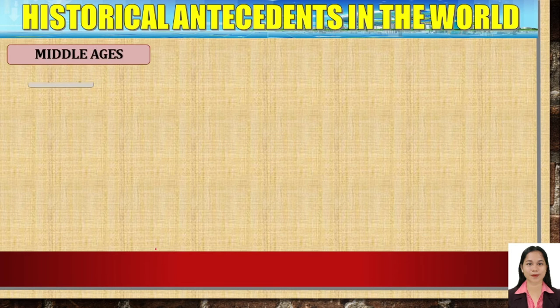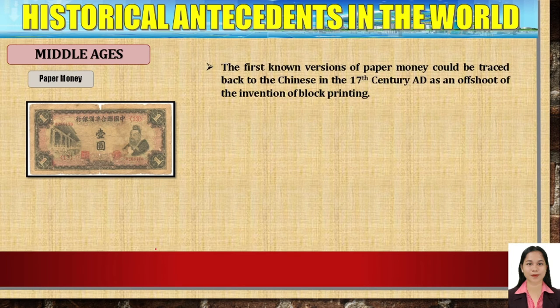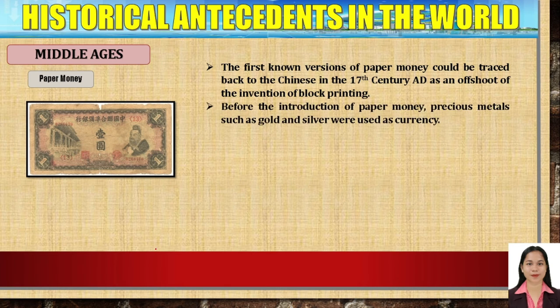Okay. So the next one is the paper money. So the paper money, the first known version of the paper money could be traced back to the Chinese in the 17th century AD as an offshoot of the invention of block printing, which is also similar to stamping. So before the introduction of that paper money, precious metals such as gold and silver were used as a currency. So nung hindi pa nai-invent itong paper money, yung ginagamit nila sa pakikipagkalakalan is yung gold and silver.